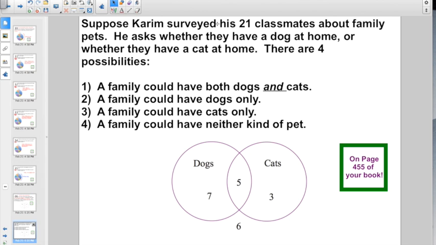So we might see some scenarios like this. Suppose Kareem surveyed his 21 classmates about family pets. He asked whether they have a dog at home or whether they have a cat at home. With a question like that, there are 4 possibilities. A family could have both cats and dogs. A family could have dogs only. A family could have cats only. Or a family could have neither kind of pet, right? Even though there's only 2 types of animals, there's 4 possible answers.